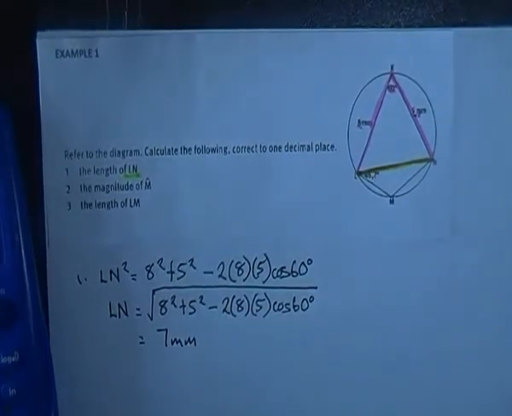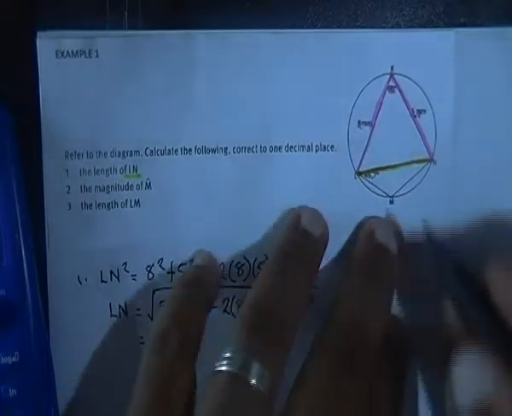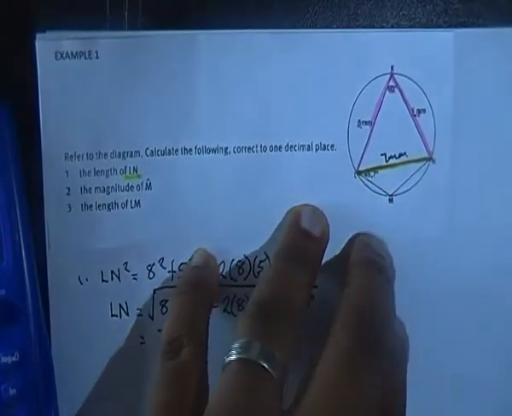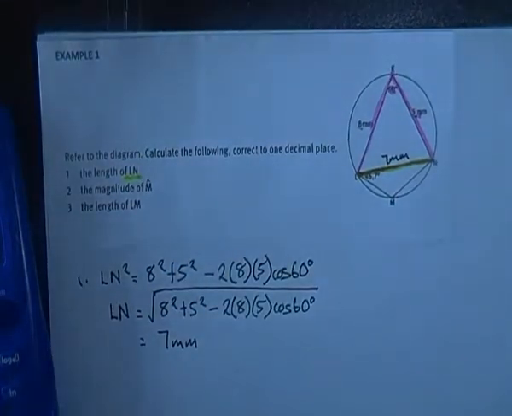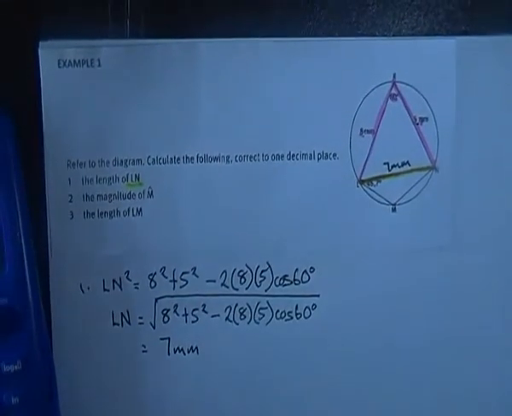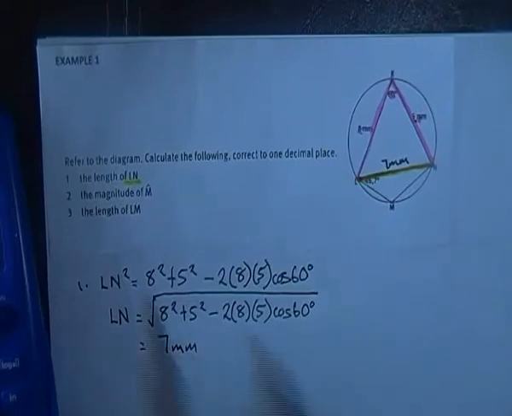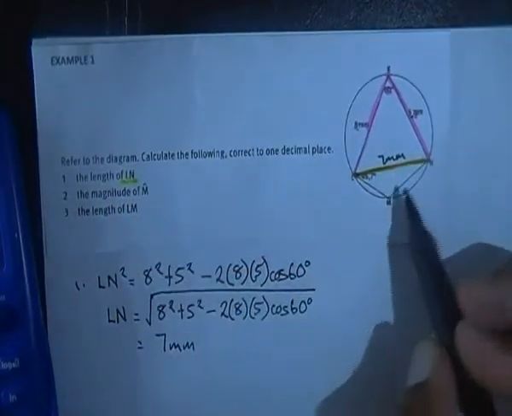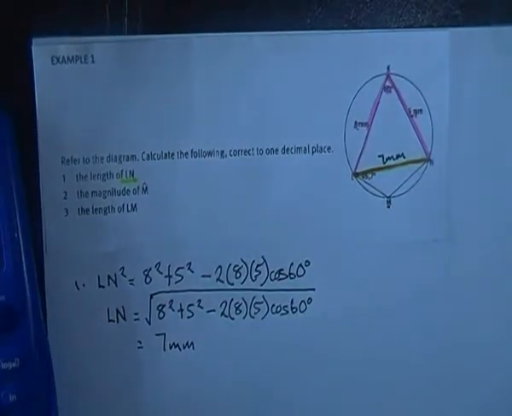As I always say, whatever length you find, you must just write it in on the diagram. Because most of the time you will find that you're going to need that length to find the other answers as you go along. Okay. Now, the second question is asking us to find the magnitude of angle M. There is angle M there.